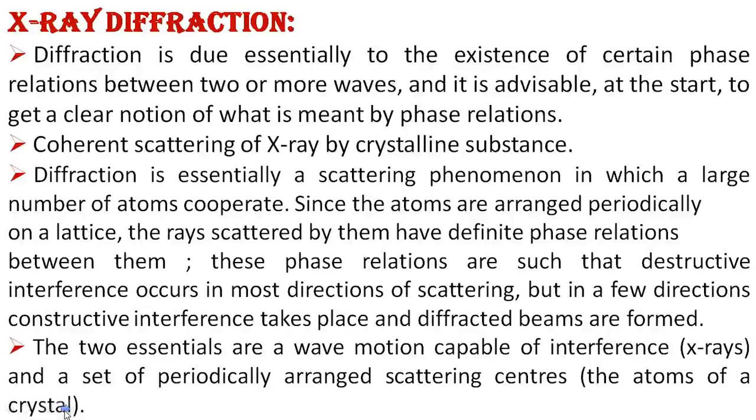These phase relations are such that destructive interference occurs in most directions of scattering, but in a few directions constructive interference takes place, and diffracted beams are formed. The two essentials are a wave motion capable of interference, X-ray, and a set of periodically arranged scattering centers, the atoms of interest.